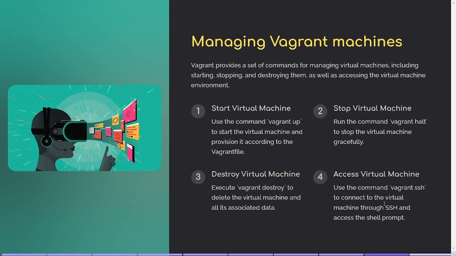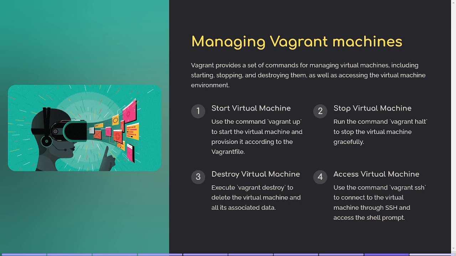Managing Vagrant machines. Vagrant provides a set of commands for managing virtual machines, including starting, stopping, and destroying them, as well as accessing the virtual machine environment. So first you have to start the virtual machine. Use the command vagrant up to start the virtual machine, provisioning it according to the Vagrantfile. Stop the virtual machine by running the command vagrant halt.